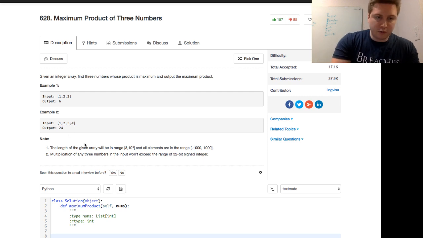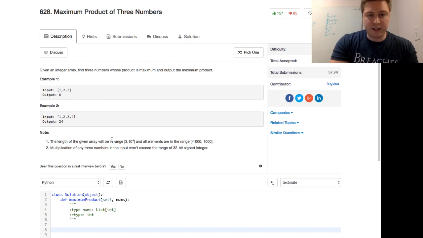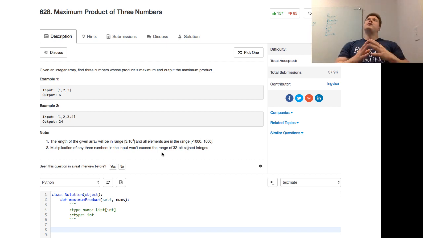We also have a couple notes. The length of the given array will be in the range 3 to 10 to the 4th, and all elements are in the range minus 1,000 to 1,000, and multiplication won't exceed any 32-bit signed integer. Okay, so let's think about this problem.